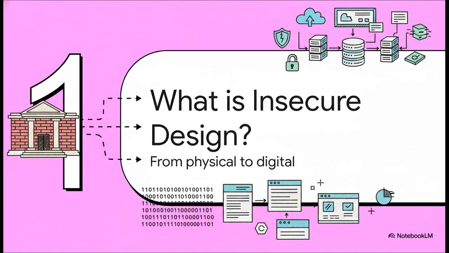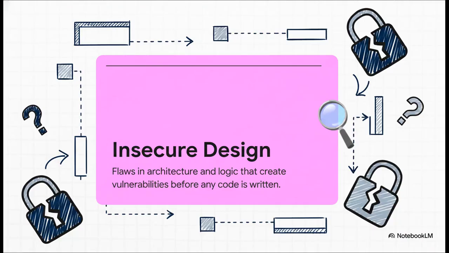All right, so let's step out of that bank for a minute and move from the physical blueprint to a digital one. What does this concept actually look like when we're talking about software? So here's the official take. Insecure design is all about flaws in the actual architecture and logic of a system. These are vulnerabilities that are created during the planning phase, way before a single line of code is even written. It means critical security controls were never even part of the plan to begin with.